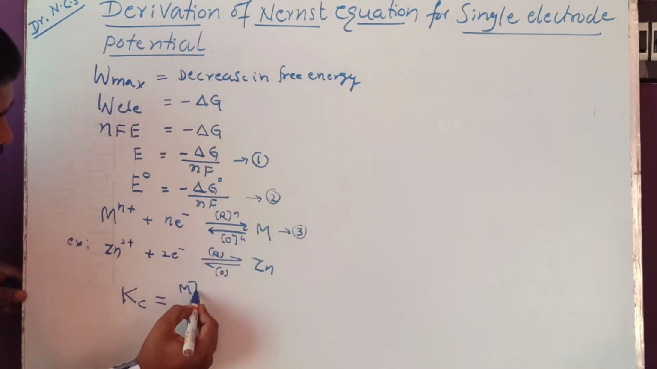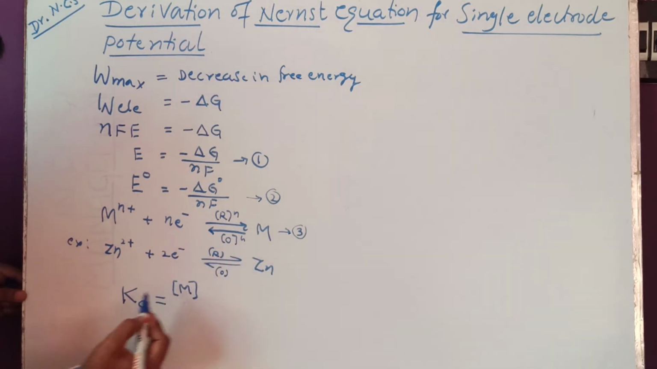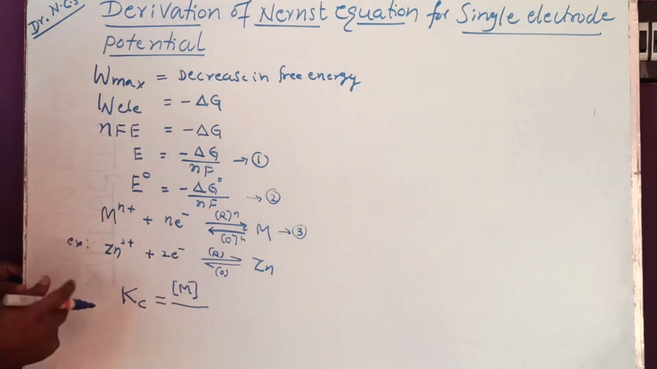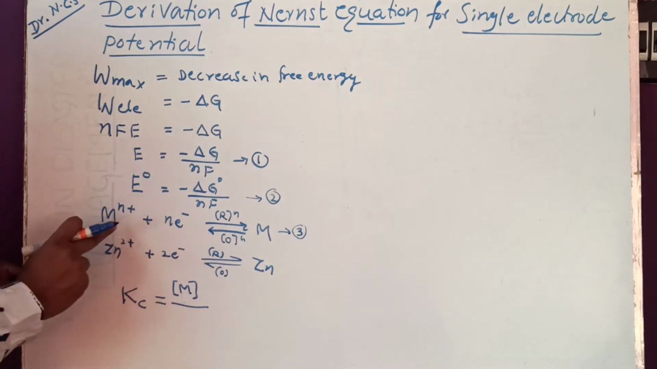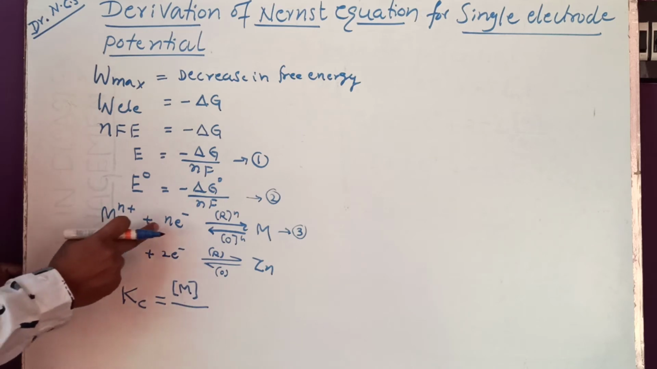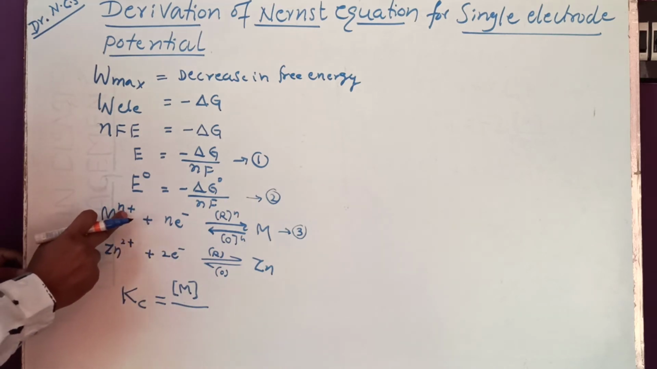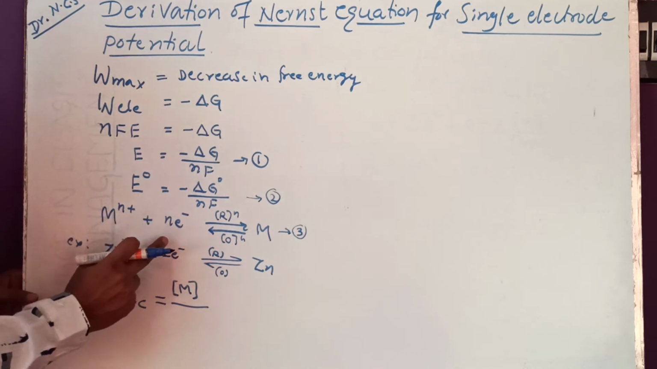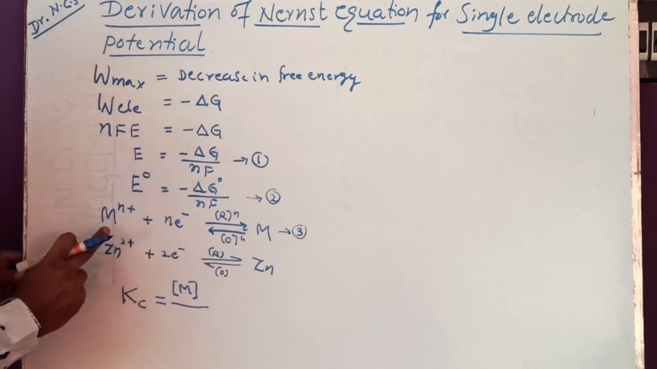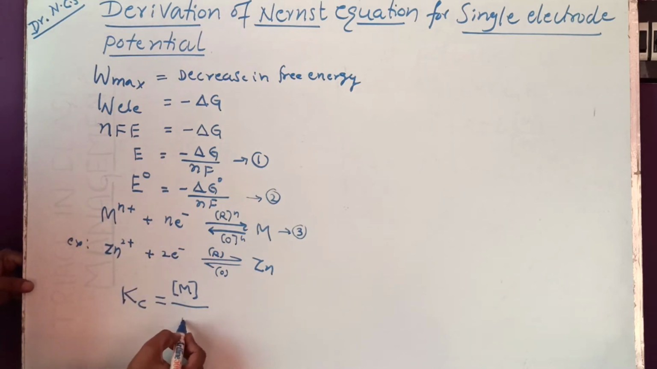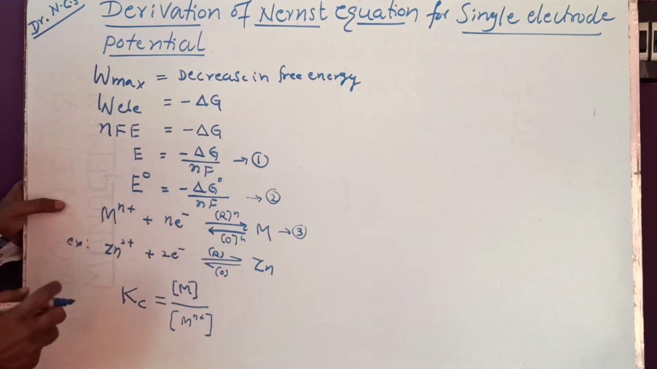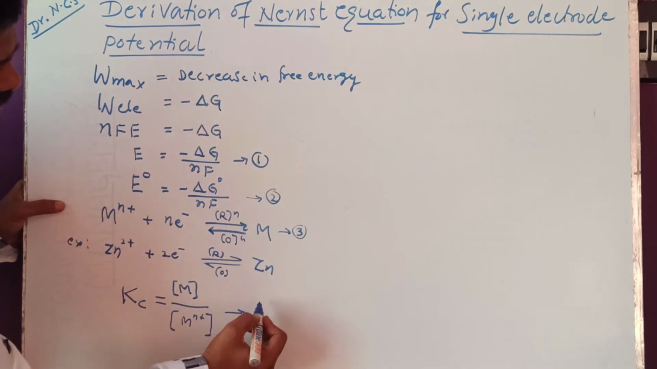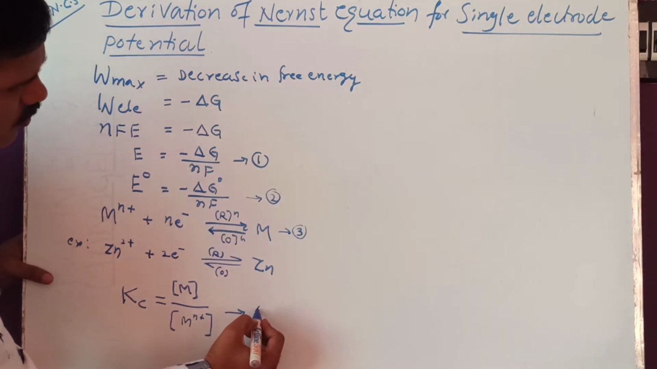Product is M here. Molar concentration I will represent in square brackets, divided by the product of molar concentration of reactants. Reactants here we have M^n+ and n number of electrons. Let us neglect the molar concentration of electrons. Let us write molar concentration of metal ions. So this is equilibrium constant Kc for the reversible equation. Let us call this as equation 4.